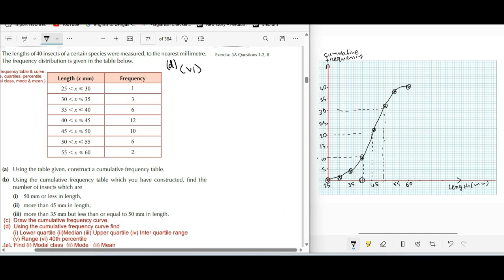Now we need to find the 40th percentile. 40th percentile is the value that exists in 40% of the data. So the fraction would be 40 divided by 100 into 40. So we need to find the value that is in the 16th position. So the 16th position, so our P40 would be 43.